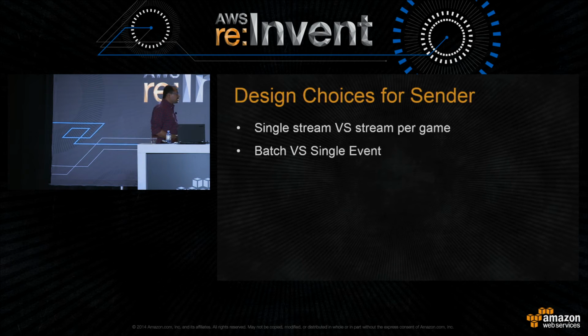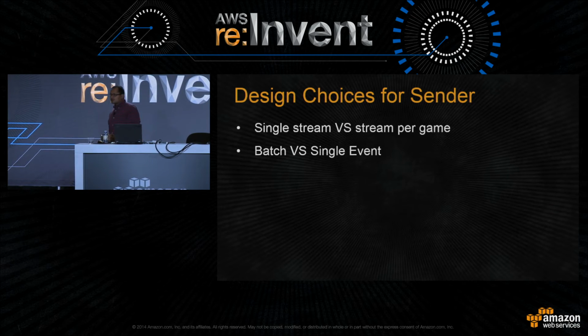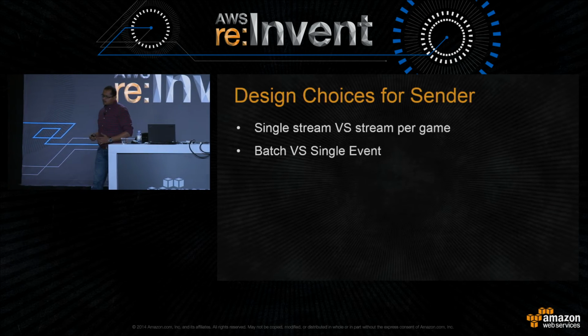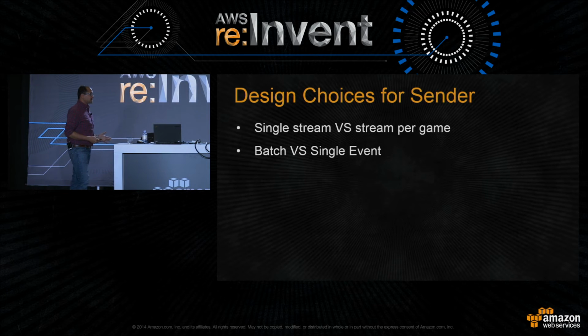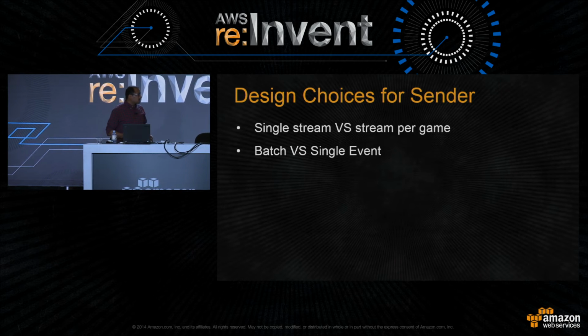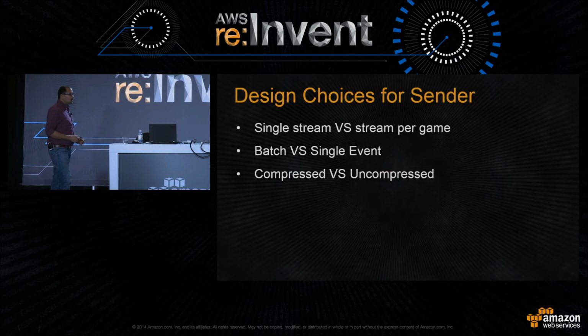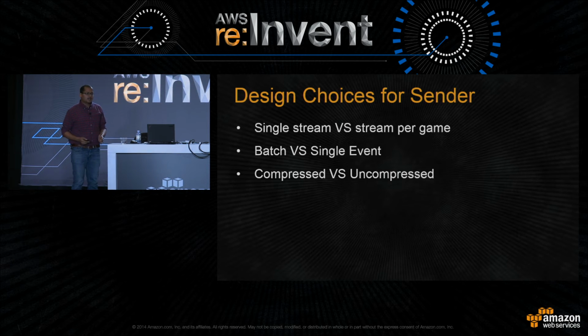Should I batch events or should I just send events as I'm generating them? In our case, our record size is hardly 1 kilobyte. So we decided to batch those events so we can send more data in a single call. We are also compressing the data, so that allowed us to send 4 to 5 times more data compared to if we hadn't compressed it.